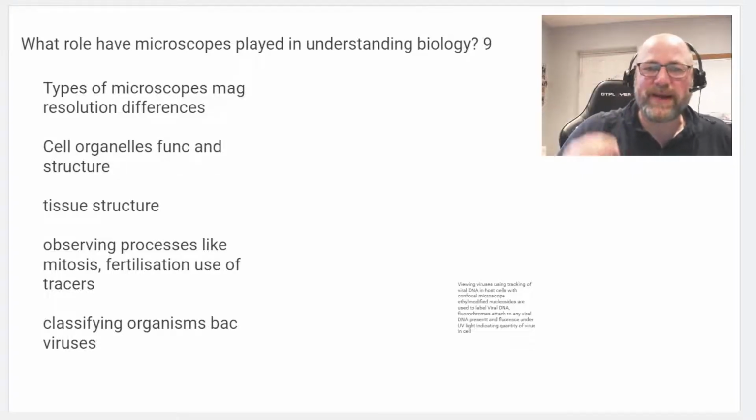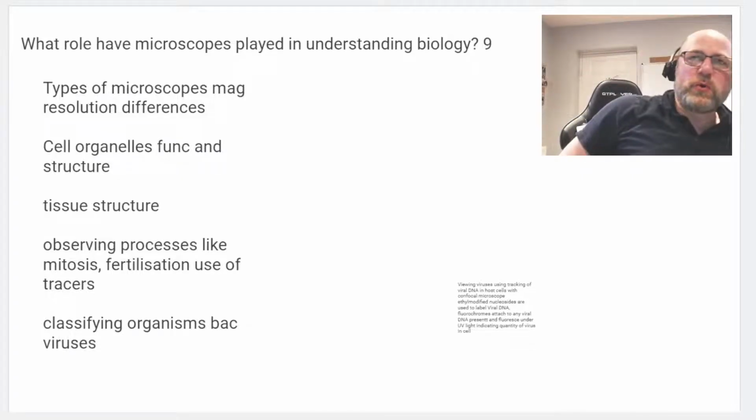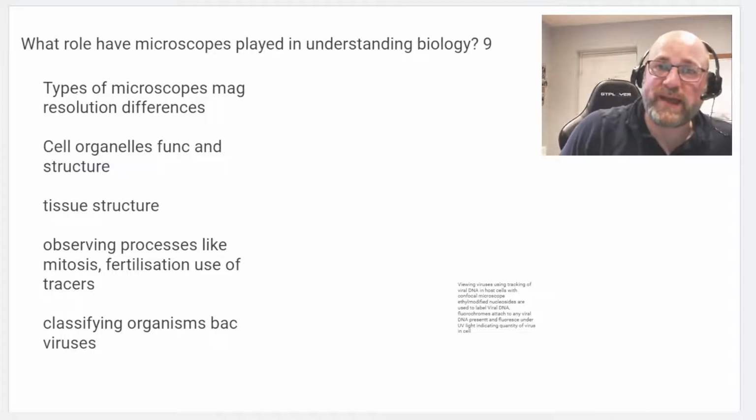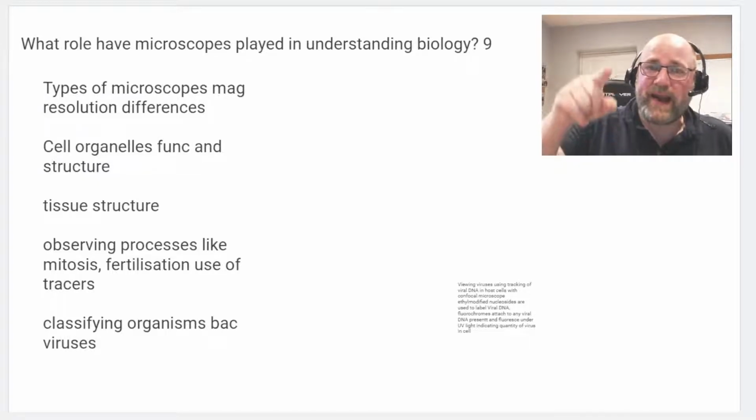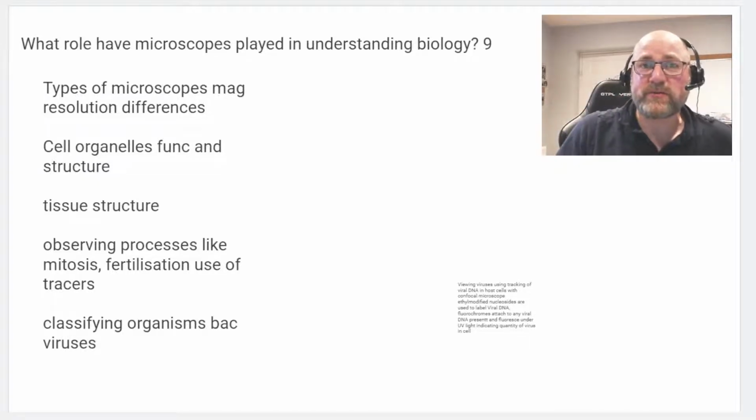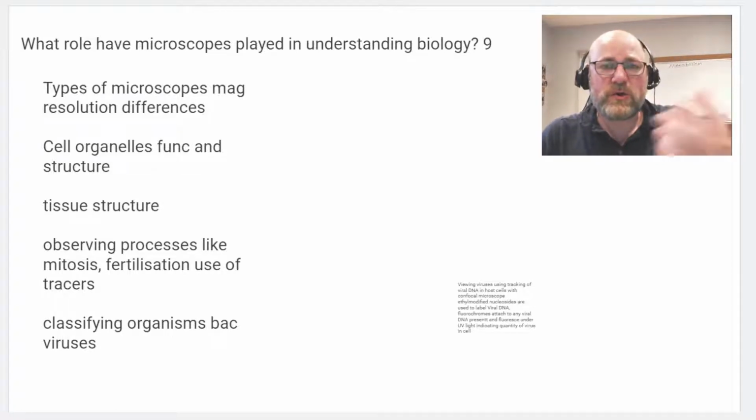So when I say talk about tissues, you could talk about the structure of the kidney, you know, the loop of Henle and all of that. So we can look at that under a microscope. You can describe the structure of the kidney and talk about its function, and say we would have never learned the structure of the kidney without microscopes. So you could do a whole bit on that.